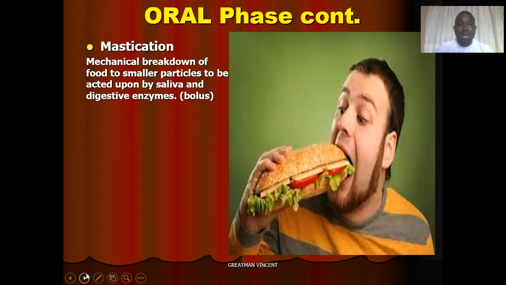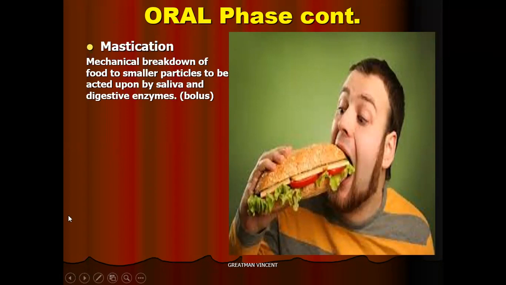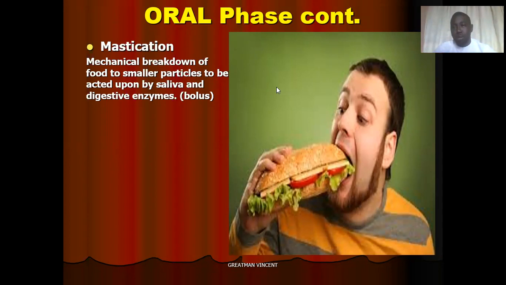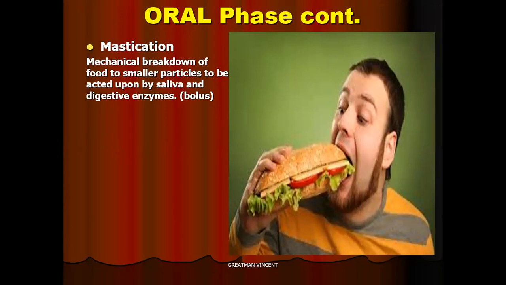And mastication is the mechanical breakdown of food into smaller particles so that saliva and other digestive enzymes can have a way on it and then act upon it. So of course you realize that the food that you are swallowing starts being processed in the oral phase. That is where food will be breaking down, number one, and then salivation will also come in, and other digestive enzymes. So you realize that at this particular point, food will be refined into a small particle called bolus.